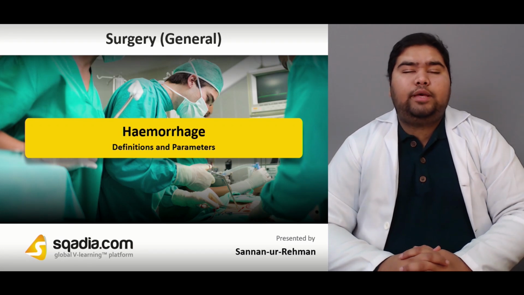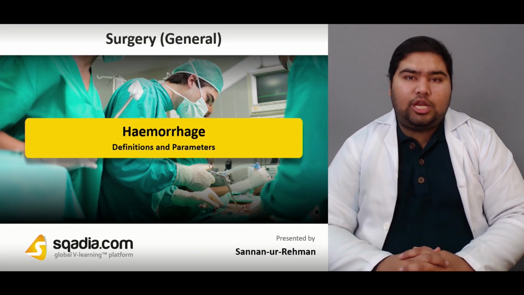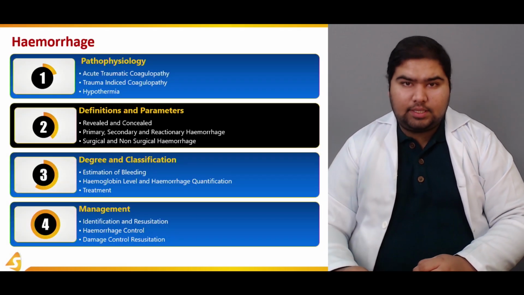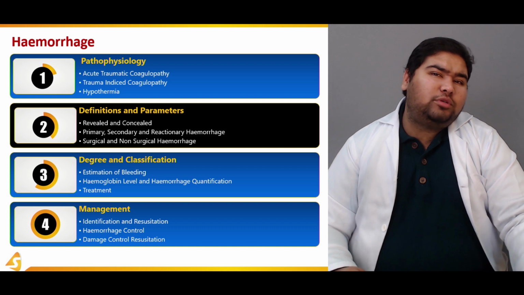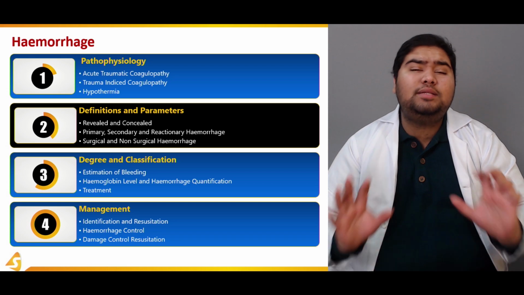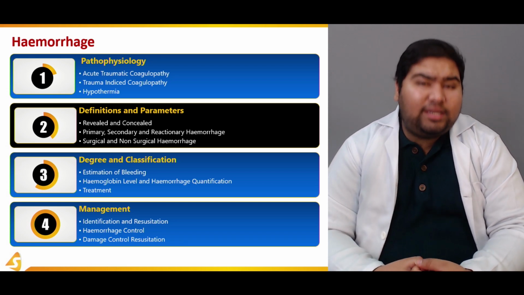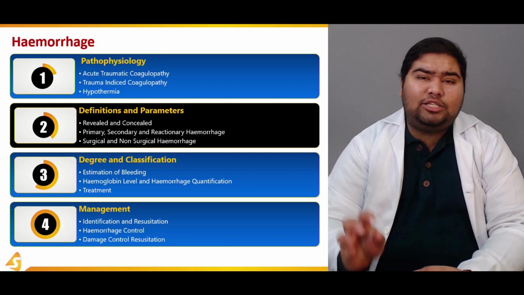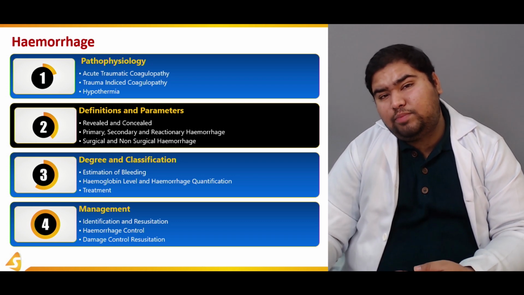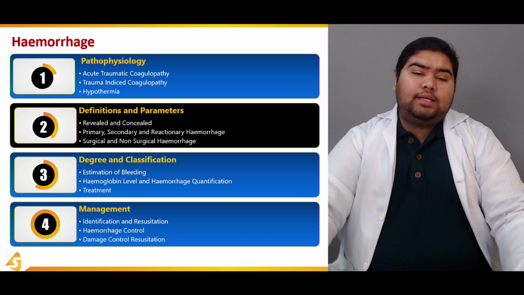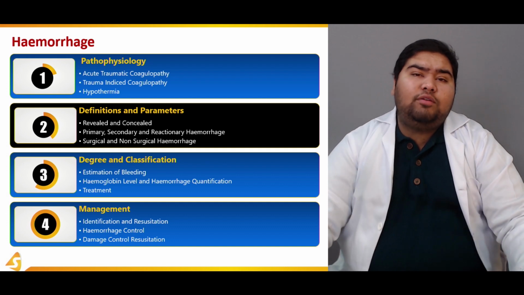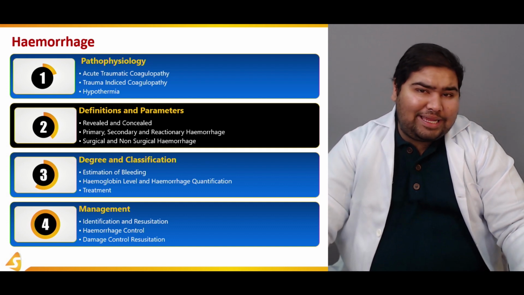We're talking about hemorrhage. This is the second section, in which we'll deal with the definitions and important parameters. Why is it important to define and characterize these definitions and parameters? That is because you need to identify the type of bleeding so that you can take appropriate management steps. The definitions and parameters we're going to talk about will involve revealed and concealed hemorrhage.